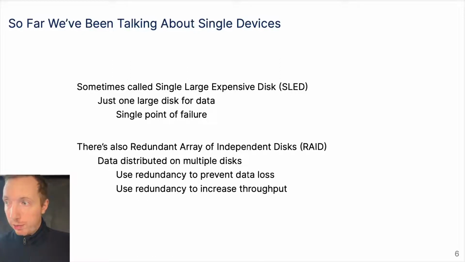So if you have 2 copies of a file and they're on two different disks, I can read half of it from one disk and half of it from the other disk, and I can kind of double my performance, at least for reading.